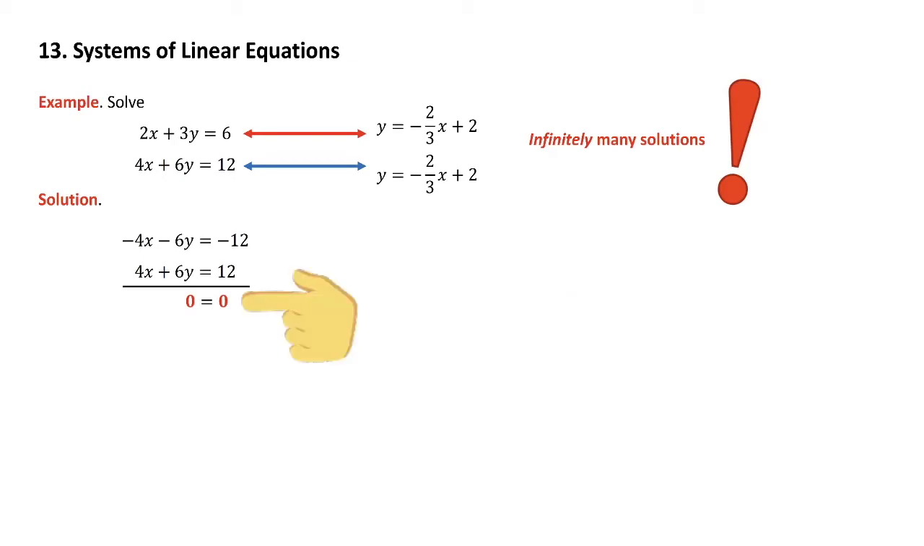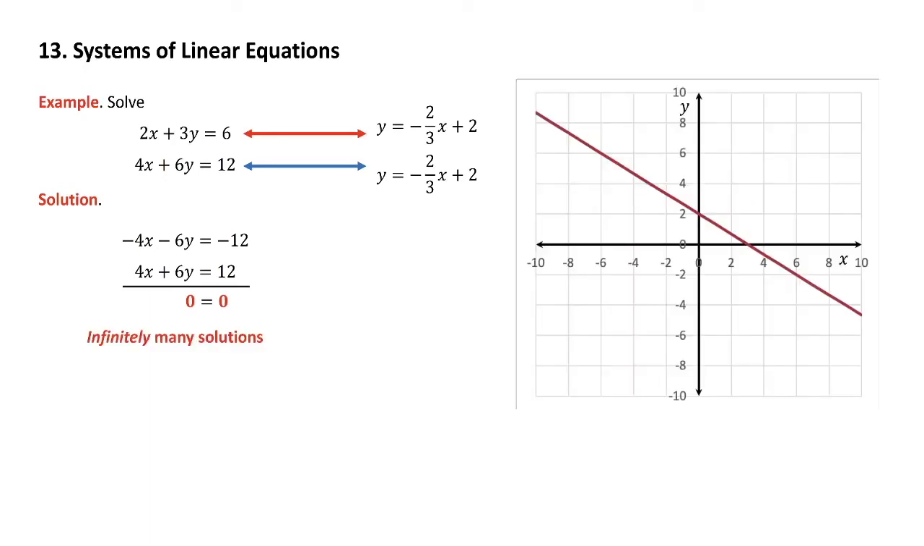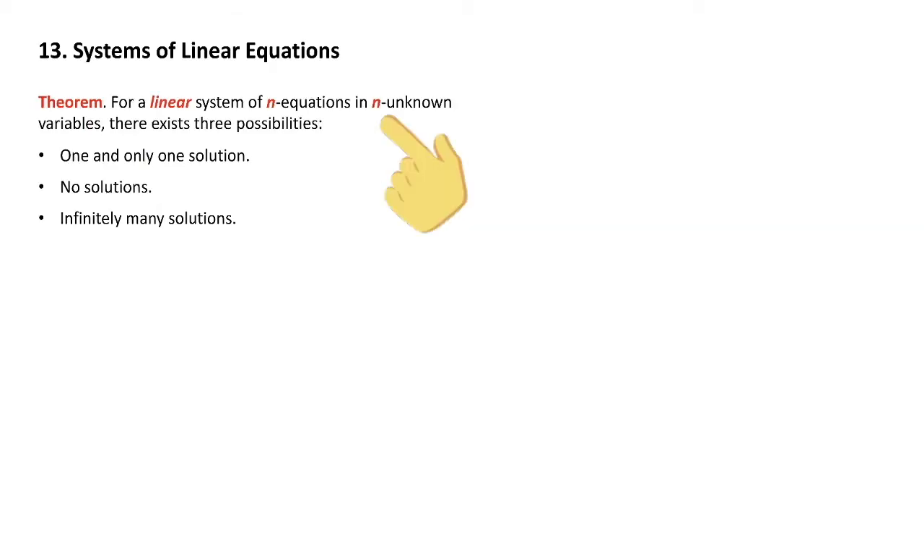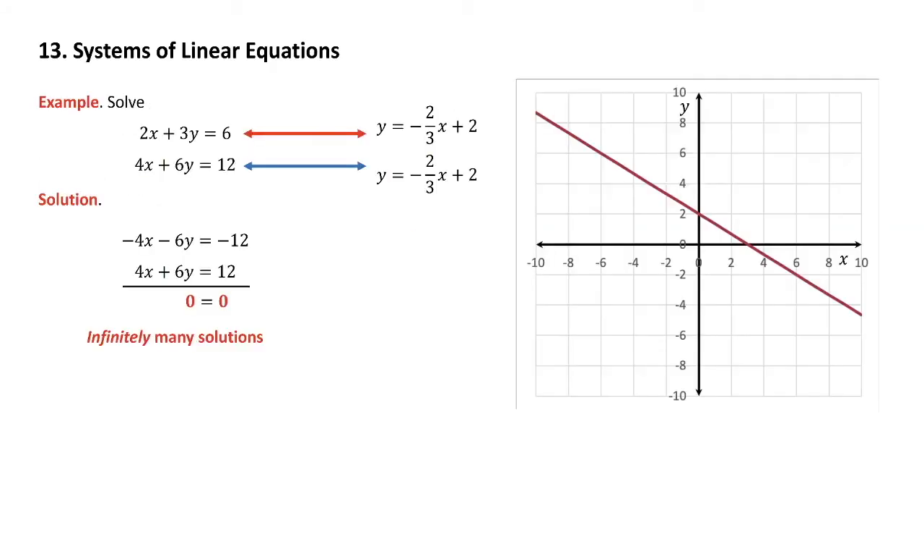We have infinitely many solutions, and here's the picture. Notice the 2 lines are exactly the same. That's why I'm getting kind of a purple color there. It's a red line and a blue line on top of each other. So that says that I have infinitely many solutions.